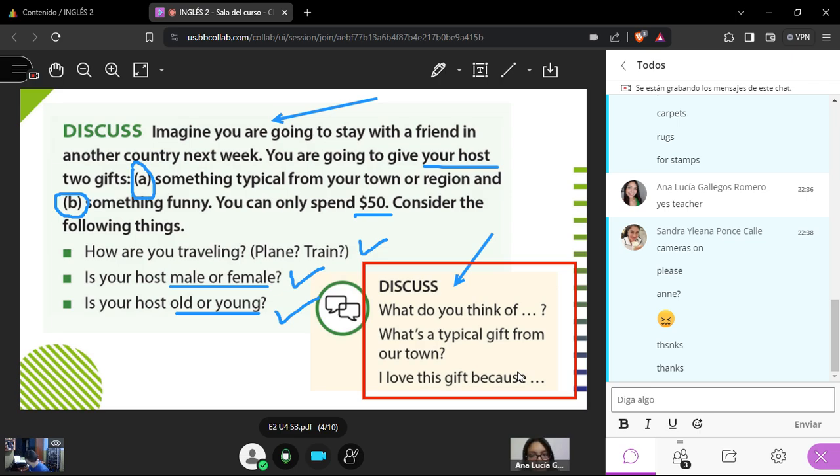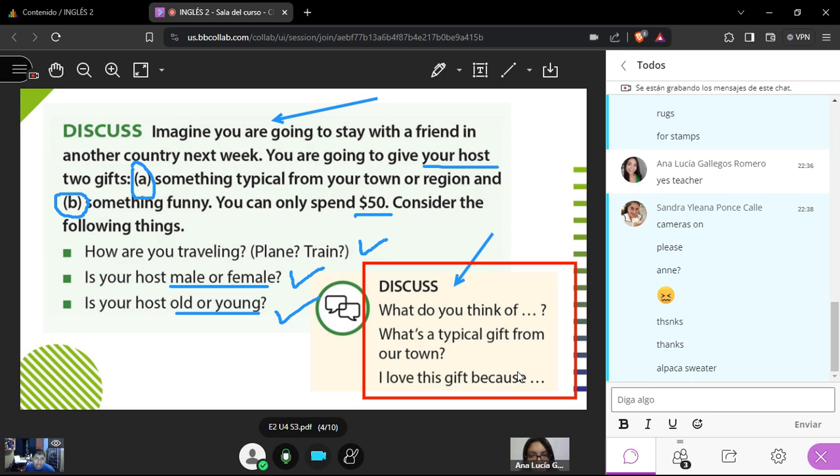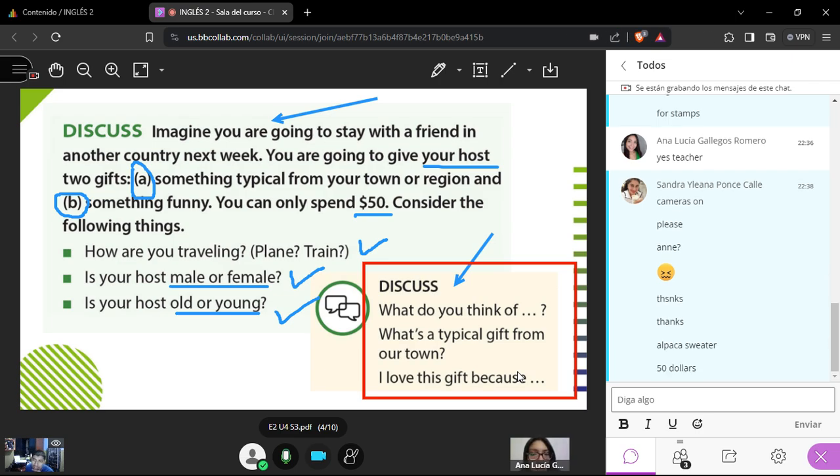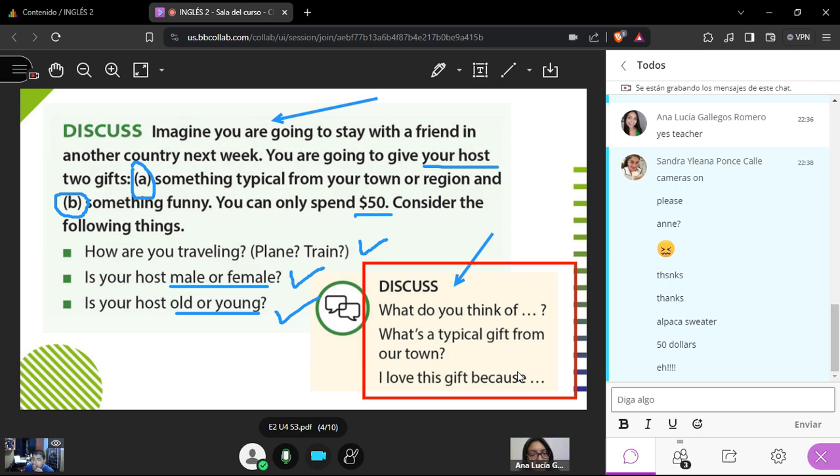But don't you think it's expensive? Our limit is $50. Could be a nice cheese. From where? From which city?